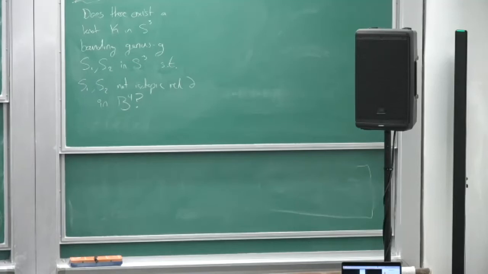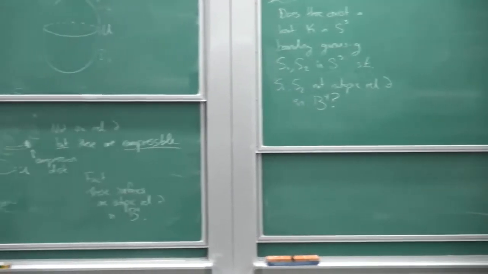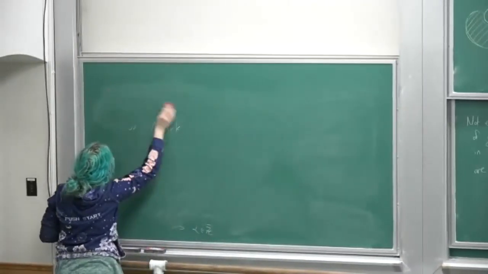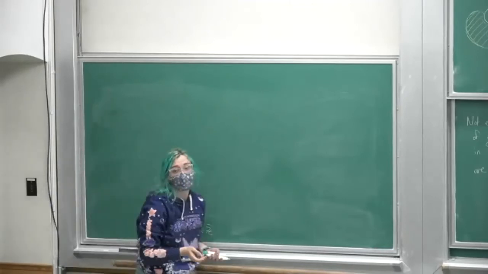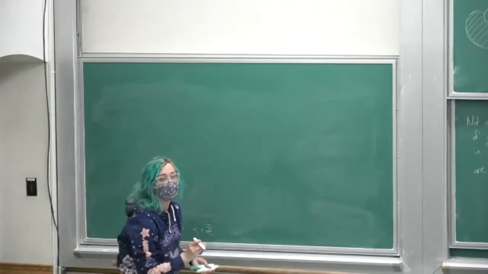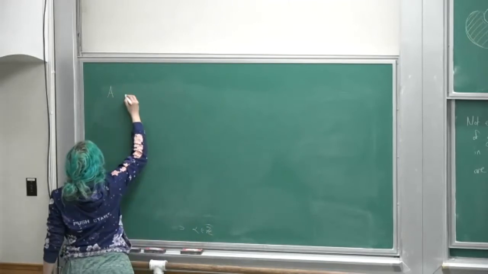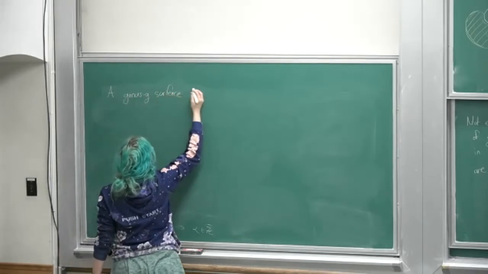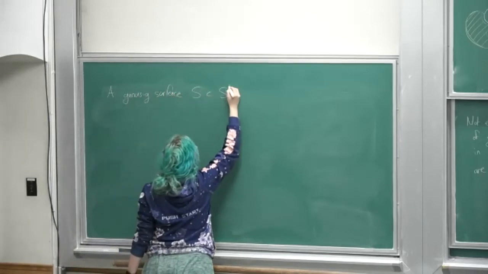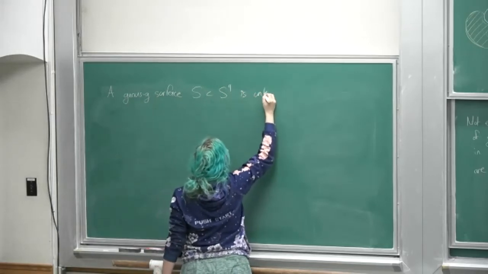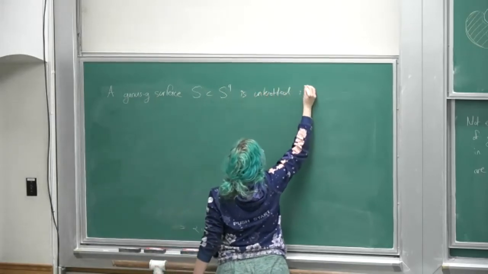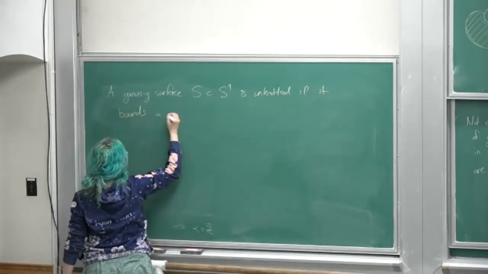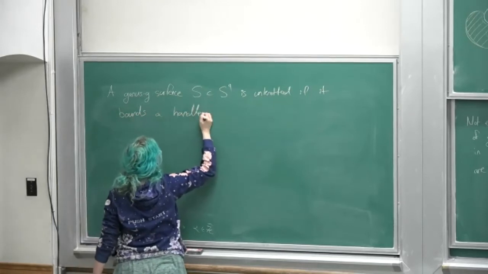Now let's go into dimension 4. So in dimension 3, the first thing I said to you was the definition of the unknot, right? So I better start with that. So a genus g surface, which I guess I'm always going to call surfaces S in S4, is unknotted if it bounds a handlebody, by which I mean a solid of genus g. Maybe you've seen it called that.